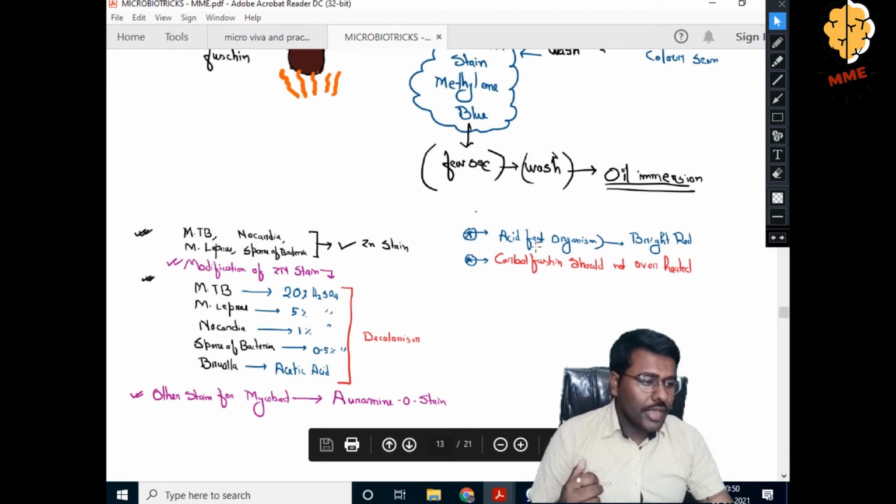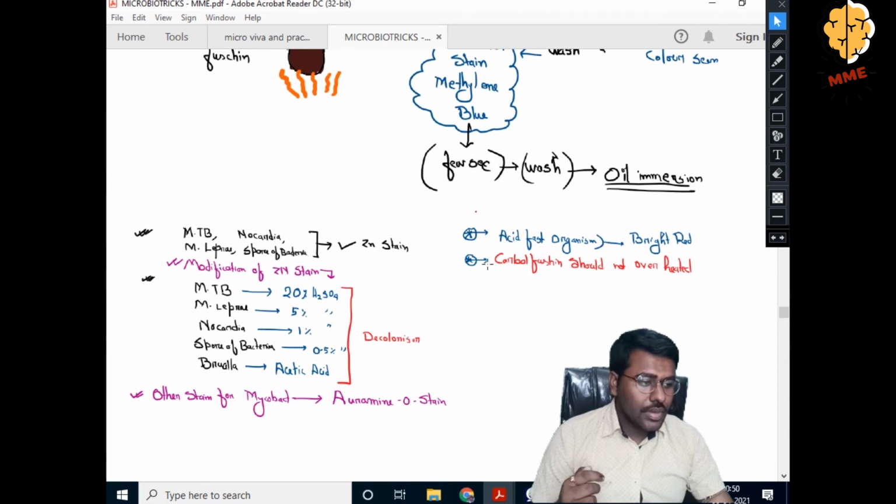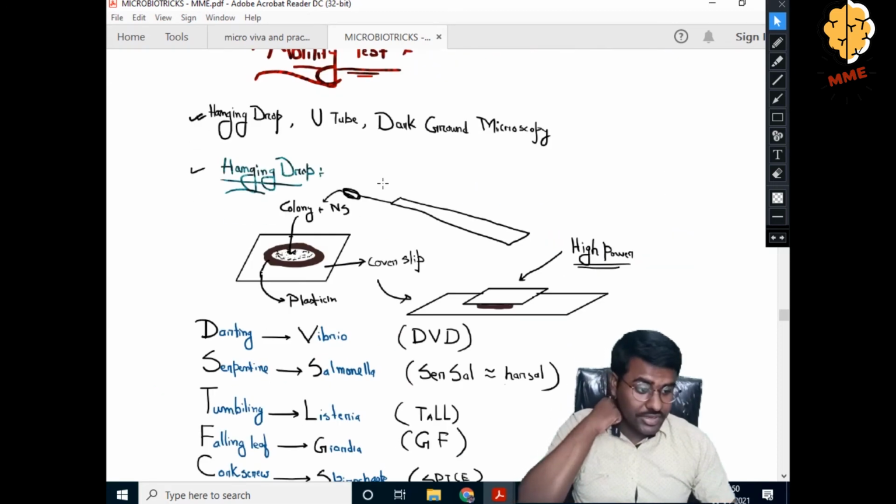Now coming to the acid-fast organism, mainly in bright red color, okay. And the carbol fuchsin should not be overheated. This is the most commonly asked question about the Ziehl-Neelsen staining, okay.